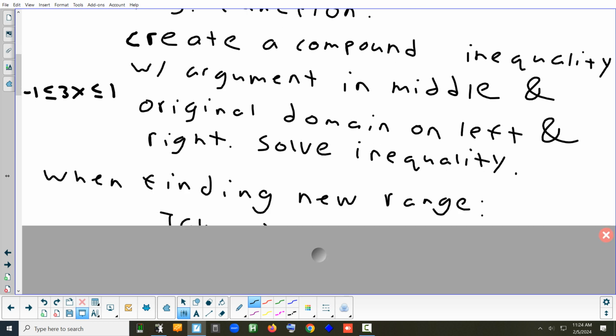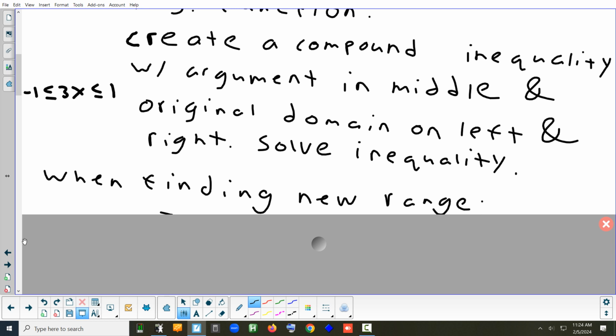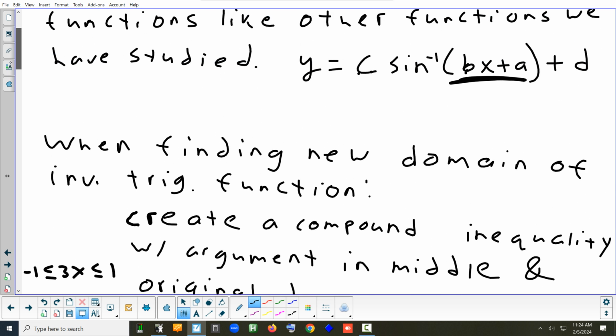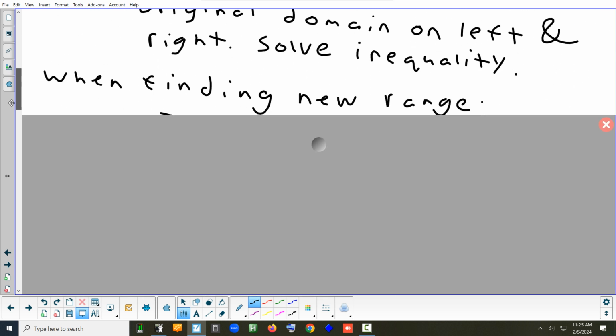And for the range, there's two things you have to take into account. What do you think you would do first to find the new range? Would you take into account the stretch or the shift? Stretch. Yes, because the stretch is C and the shift is D. So C, then D.